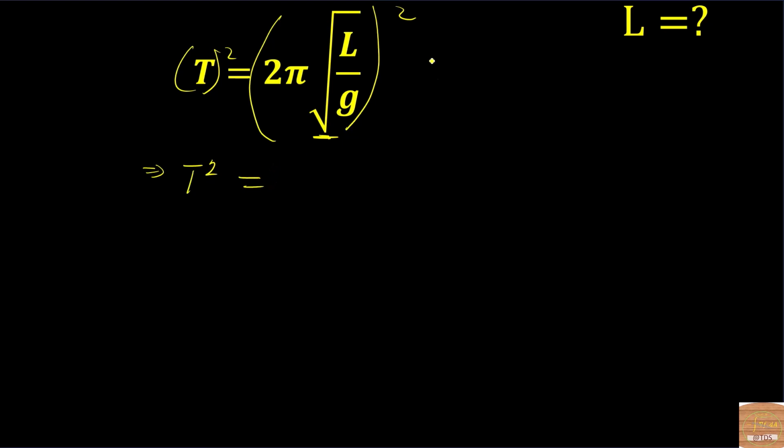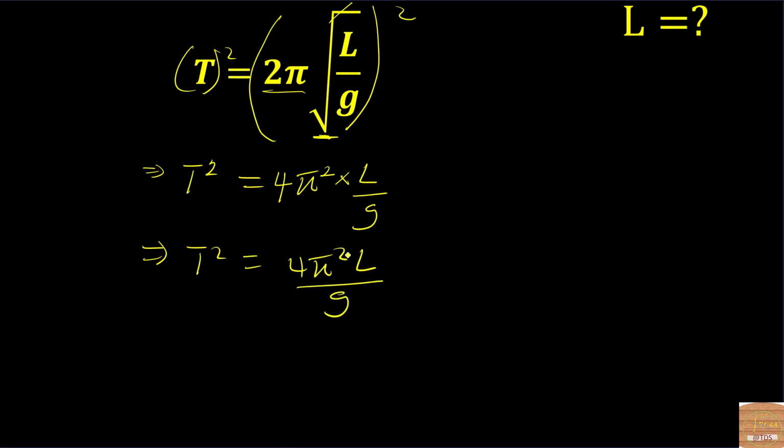So let's look at what is inside the bracket here. So to affect this and that, this one will be 2 squared, then pi squared. And 2 squared is 4 pi squared. And this square will remove the square root here. So we have 1 times L over G. Alright, so we have T squared equals 4 pi squared L on G.